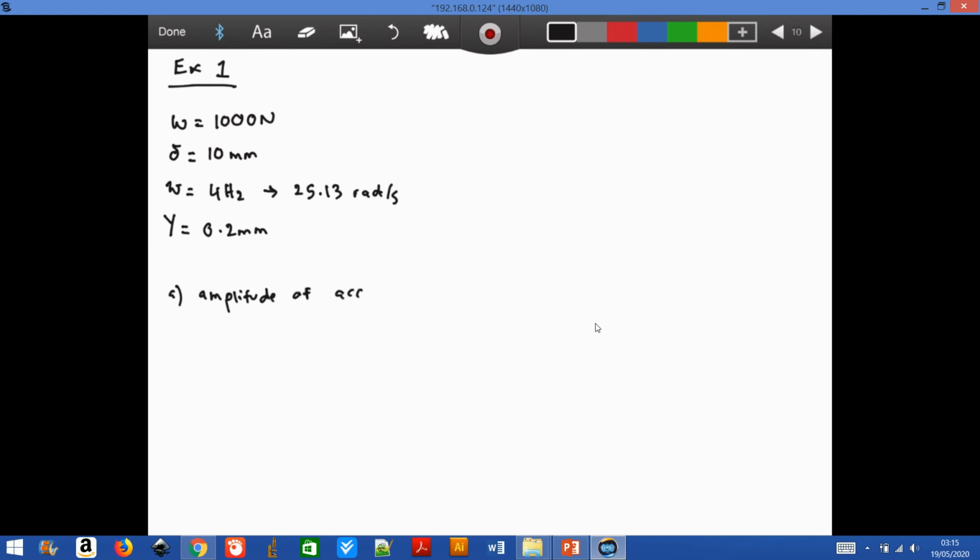So we have W equals to 1000 Newton. Static deflection is 10 millimeter. The forcing frequency, which is omega, is 4 Hz. So I recommend you to convert it into radian per second, which would be 25.13 radian per second. And the Y, because it's the amplitude transmitted to the structure, so the Y is 0.2 millimeter. So for the first question, it asks us for the amplitude of acceleration.